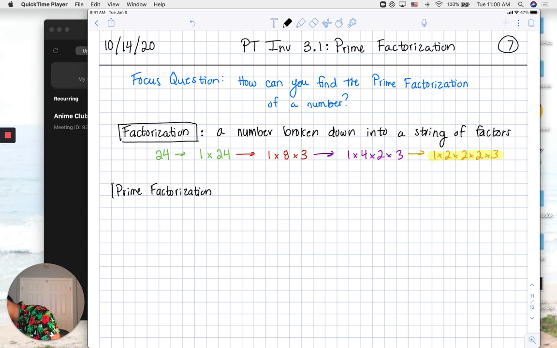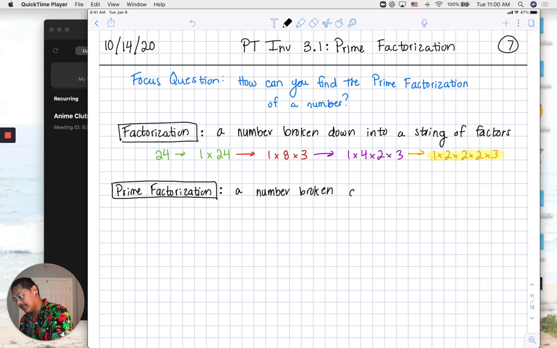Well, what does prime factorization mean? It has a very similar definition to what factorization is, but there's one key difference. So we'll say that this is a number broken down into a string of, here's the key difference, prime factors.